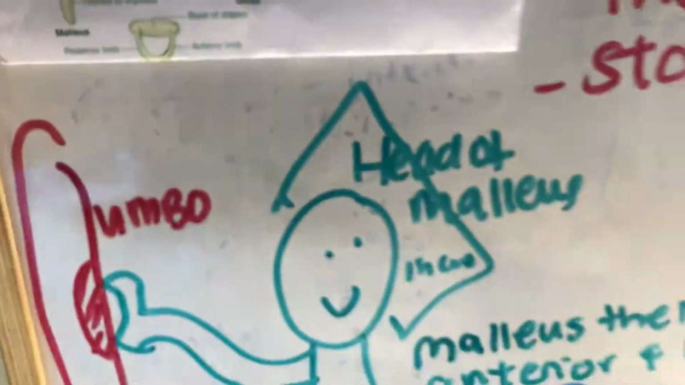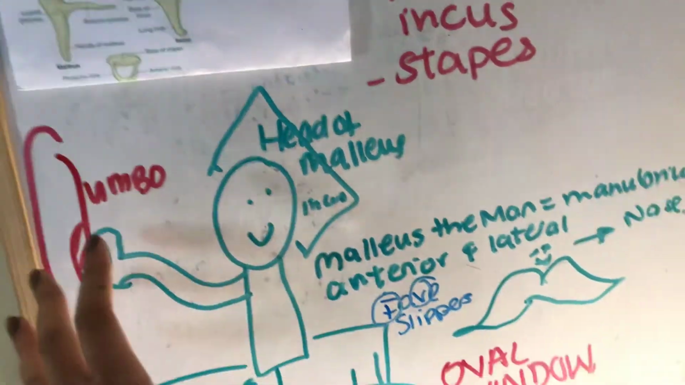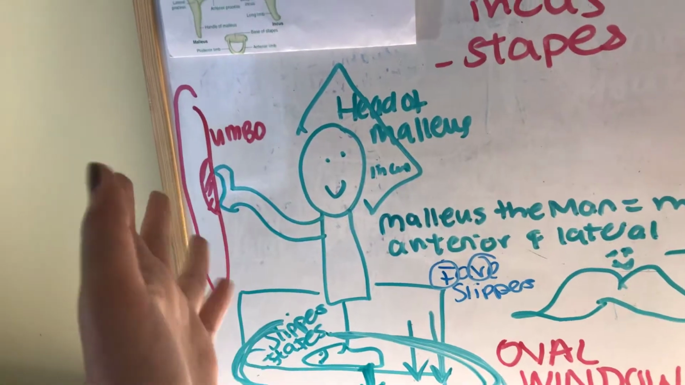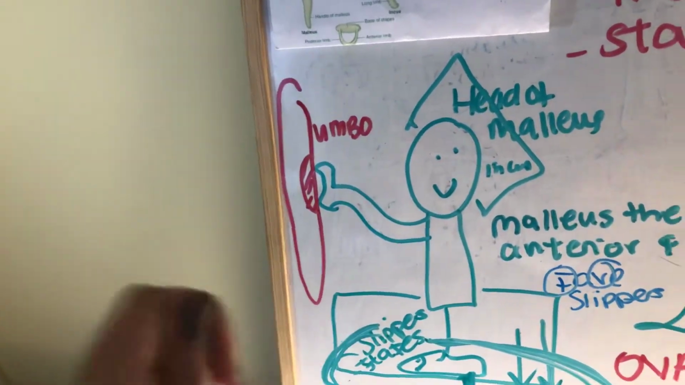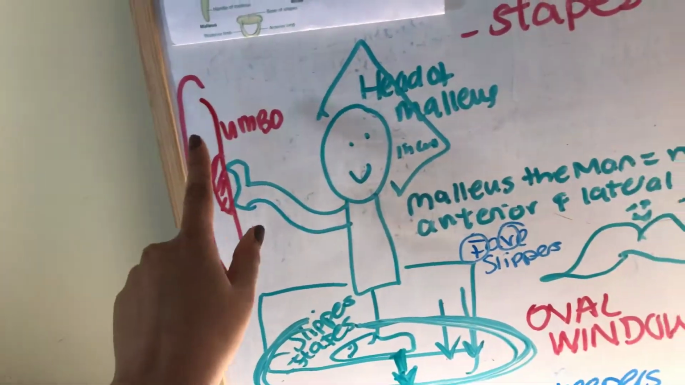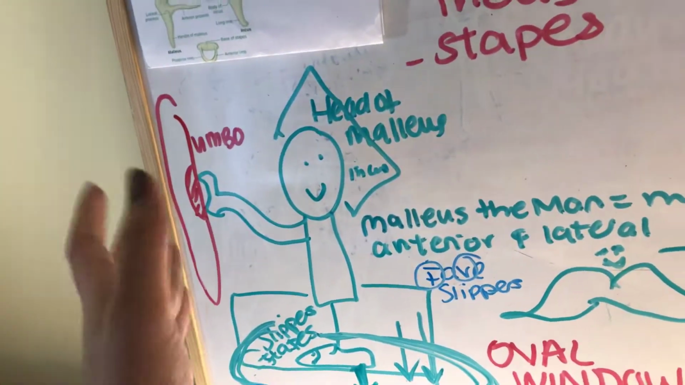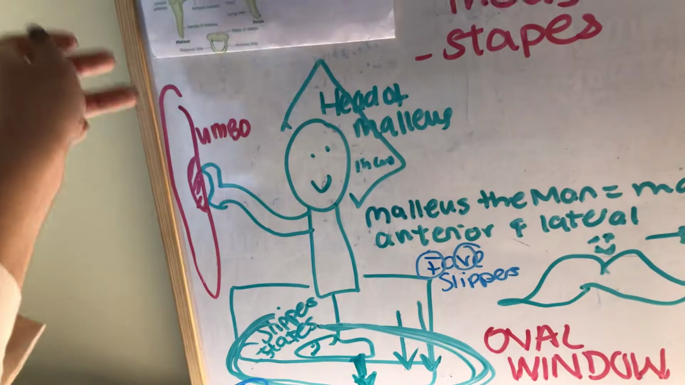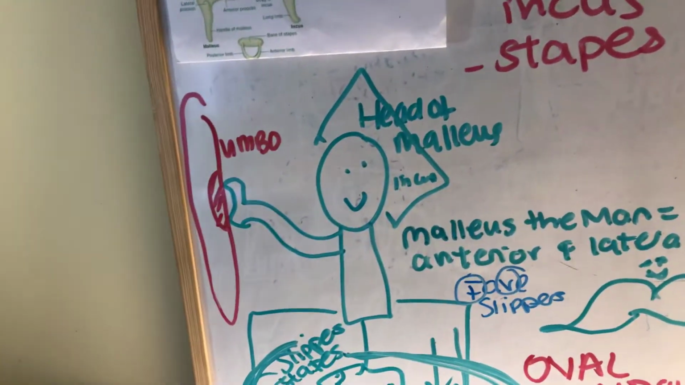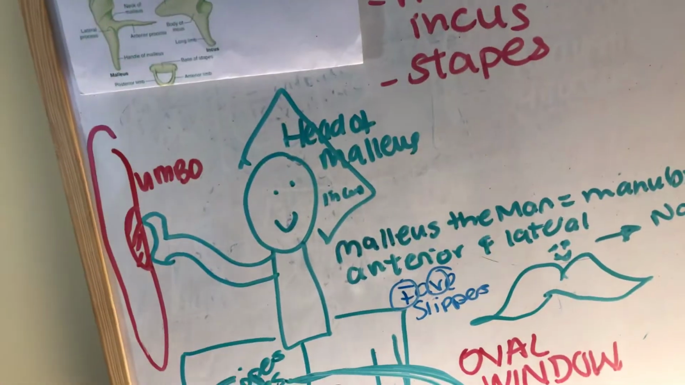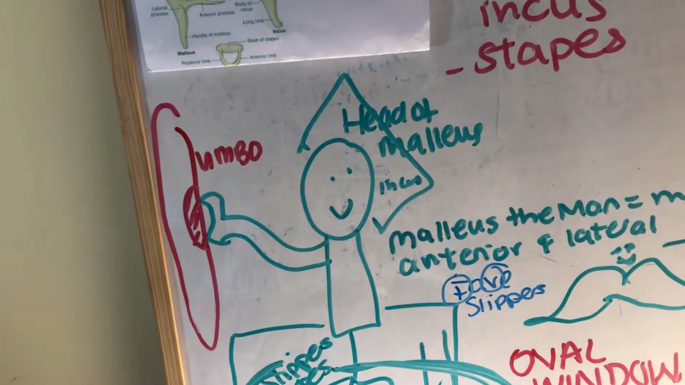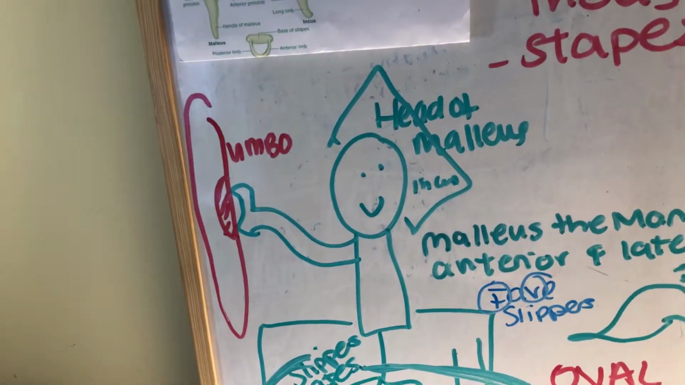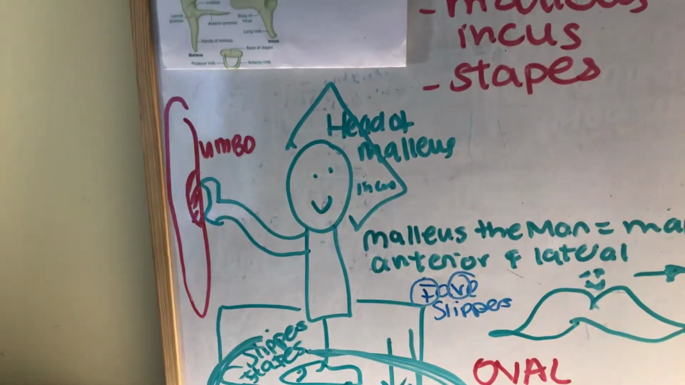So the malleus, remember, let's first talk about the analogy. Malleus was the person with the handle. He was the one standing behind the tympanic membrane. Malleus had his hand on the umbo, and he was going to open the door, and he had the handle for the door. So he had the handle for the tympanic membrane, and so the malleus has a handle which is attached to the tympanic membrane, and it also has a head of malleus.